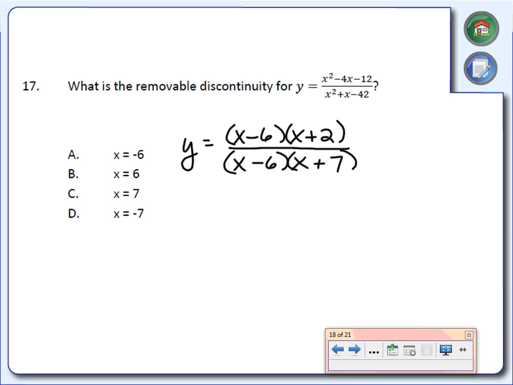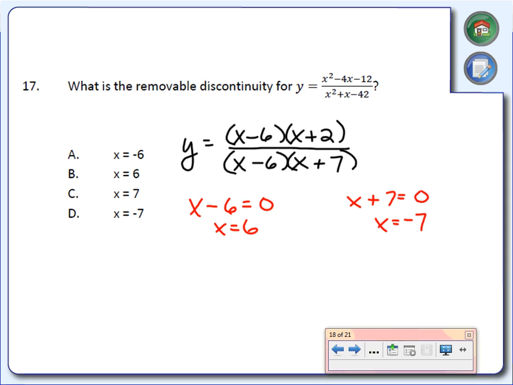Now here's what we said. If I take the factors of the denominator and set them equal to 0, for this first one, if I solve for x, I'm going to get a 6. If I solve this one over here, I'm going to get a negative 7. One of these is the vertical asymptote. The other is called the removable discontinuity. So which one is which?